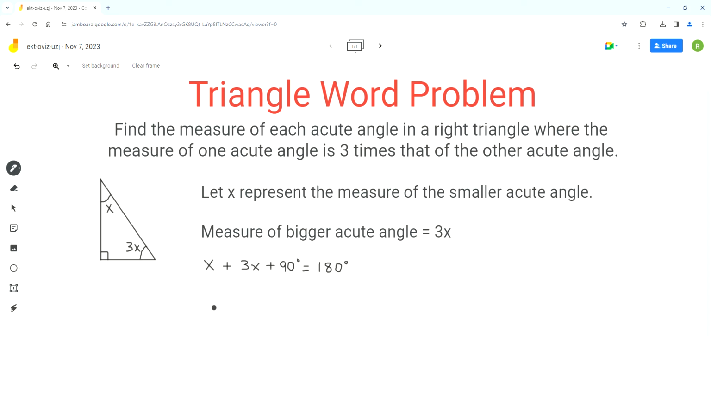So first we'll have to combine the like terms. So x and 3x are like terms, so we can add them. So with x there is an invisible coefficient 1. So 1 plus 3 is 4. So we get 4x plus 90 degrees is equal to 180 degrees.